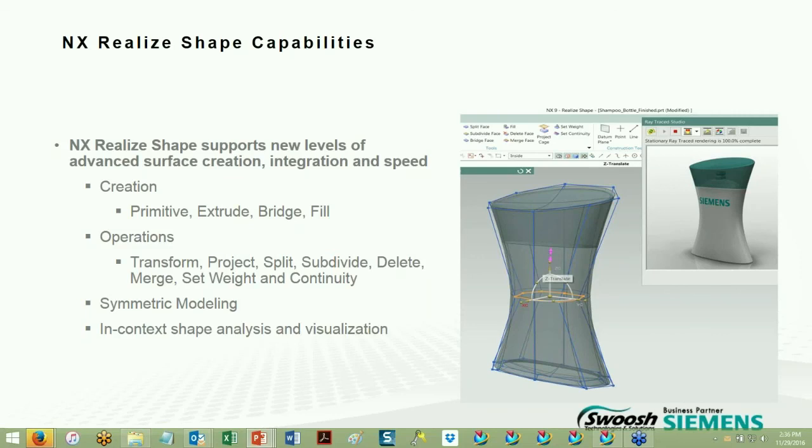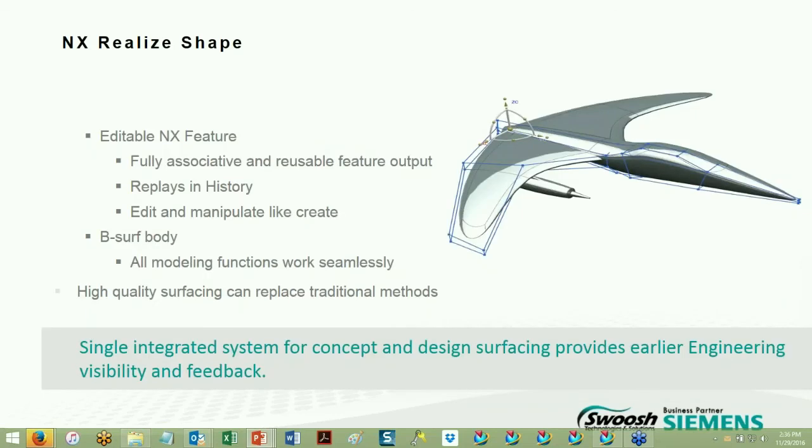Now we're going to see the feature again is an editable feature, fully associative, so you can come back to it later and again modify, tweak, subdivide, add in small, more intricate details to the body. It is a B surface body, and as it shows, all modeling functions work seamlessly on the resulting body.